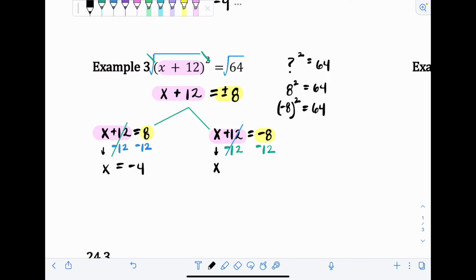Then negative 8 minus 12, when they're both negative numbers, is the same thing as negative 8 plus negative 12, so you can just add the numbers together. 8 and 12 is 20, and then keep them negative, because you have 8 negatives, then 12 more negatives, so you have 20 negatives. So the final answer, now that we have x completely isolated, is x = -4 and x = -20.